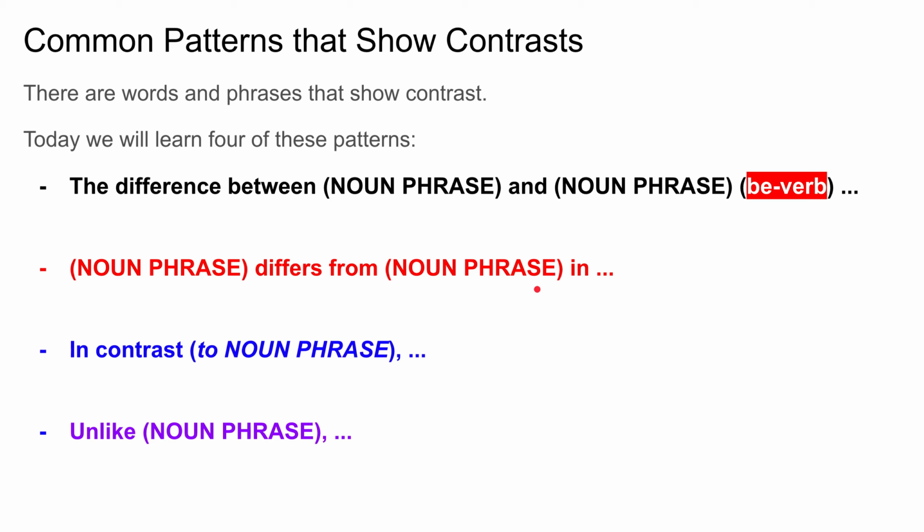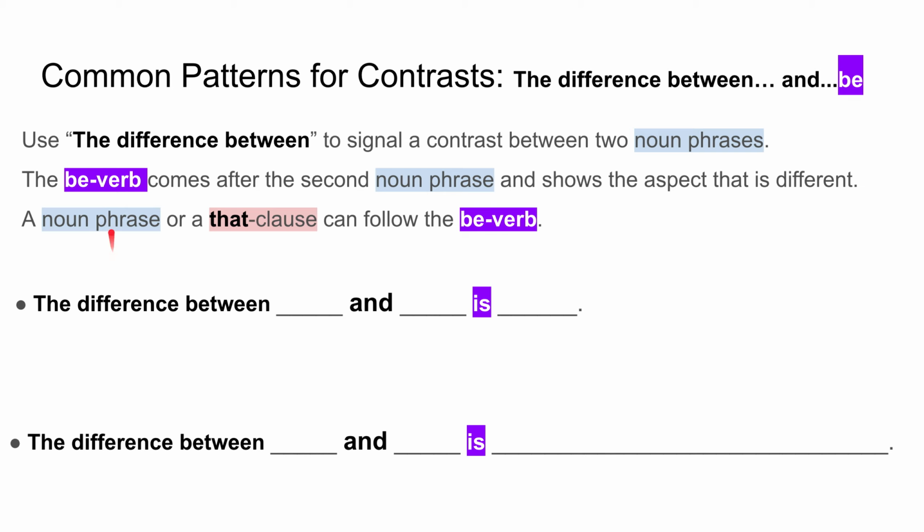We'll be presenting on common patterns that show contrasts. There are several words and phrases that show contrast, but today we will learn four of these. These are difference between, differs from, in contrast to, and unlike. So let's get started. We can use the difference between to signal a contrast between two noun phrases.